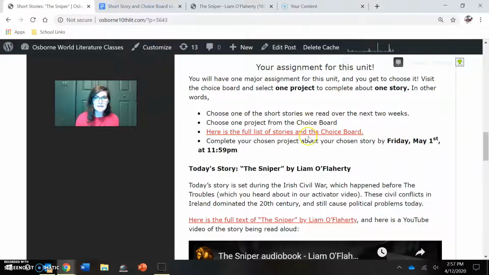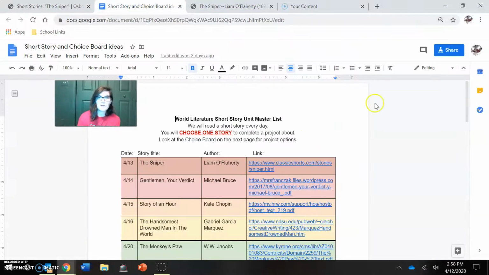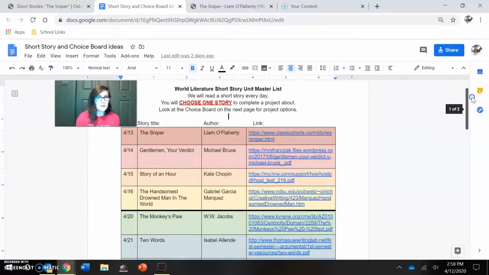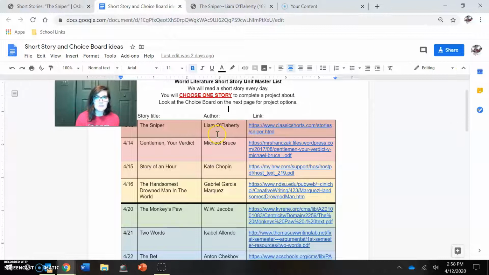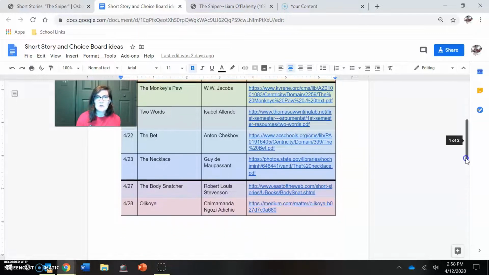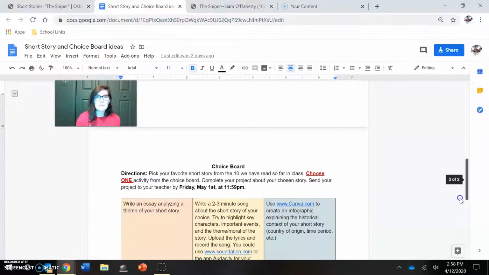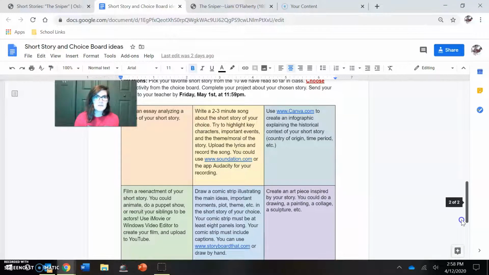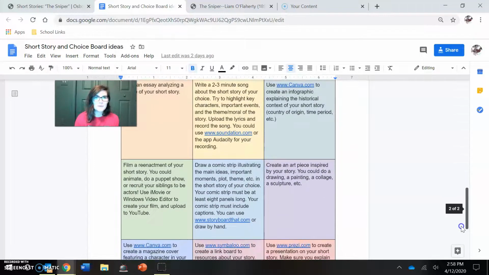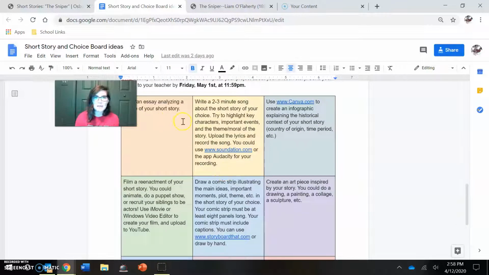So right here is a link to the list of stories and the choice board. Here's the list of stories. With my 6-year-old in mind, I made this rainbow for you. So there you go. As you can see, today we're doing The Sniper. Tomorrow we're doing a story called Gentlemen, Your Verdict. Each of the stories is linked on here, and you can see all 10 stories. If you scroll down to page 2 of this document, you can see the choice board. So the choice board has several options.